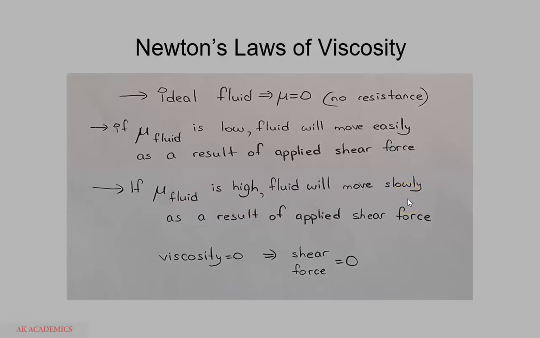At that particular point, the resistance is going to be high, as a result of the applied shear force. It will move slowly as a result of the applied shear force. In this case, we can say that the resistance is very high. When viscosity is equal to 0, it simply means the shear force on that particular fluid is equal to 0. Tau is equal to 0 when viscosity is equal to 0.